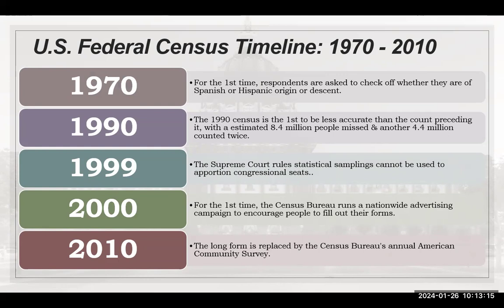In 2000, for the first time, the Census Bureau runs a nationwide advertising campaign to encourage people to fill out their forms. And in 2010, the long form is replaced by the Census Bureau's annual American Community Survey, which I'm sure some of you saw during 2020.